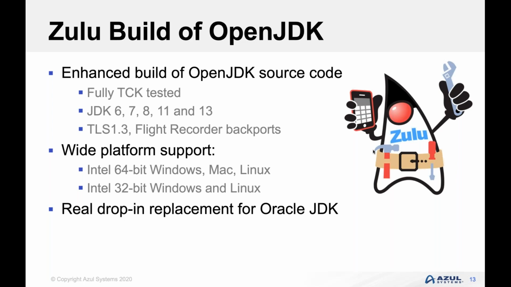In terms of platform support, we cover the standard platforms you'd expect. So Intel 64-bit versions for Windows, for Mac, and for Linux. And then for some of our customers who want support for older versions of operating systems, for example, Windows XP, and they need 32-bit versions, we have JDKs that run on 32-bit Windows and Linux. This really is a drop-in replacement for the Oracle JDK. You can simply take your application running Oracle JDK, move to Zulu JDK, and everything will work in exactly the same way.